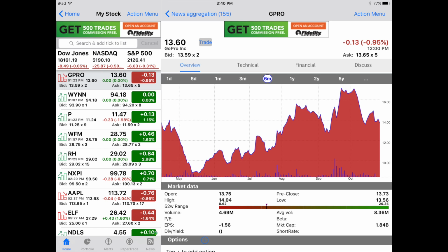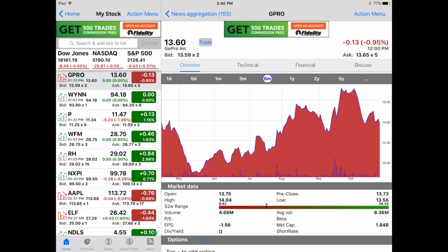By the way, if this was during the actual trading day, all those stocks would be moving, going up and down and all around. On the right-hand side, you see a chart comes up. I can look at where GoPro stock has been over 1 day, 5 days, 1 month, 3 months, 6 months. This is a 6-month chart right now. I can look at 1 year, 2 years, or 5 years, or I can click on maximum, which is the one that just has a dot, dot, dot there.